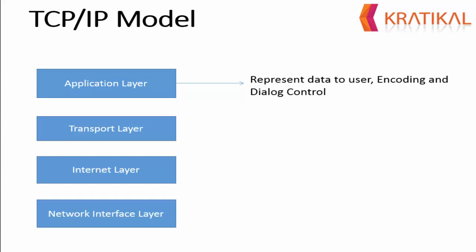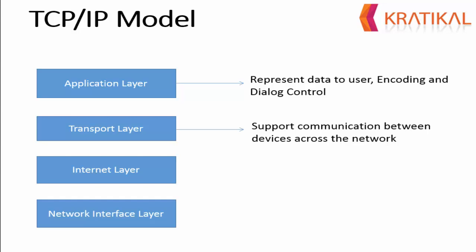Next we will go for the transport layer. The transport layer supports communication between devices when messages are being sent across the network. The job of this transport layer is similar to the job of the transport layer in the OSI reference model. Next we will move on to the internet layer. The internet layer determines the best path through which the message can be sent through the network. This internet layer is similar to the network layer of the OSI reference model.